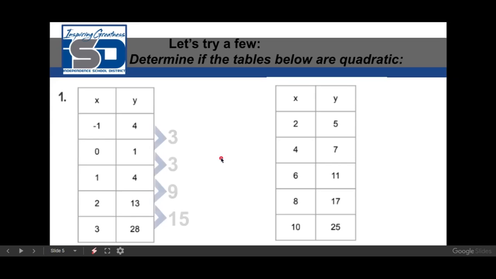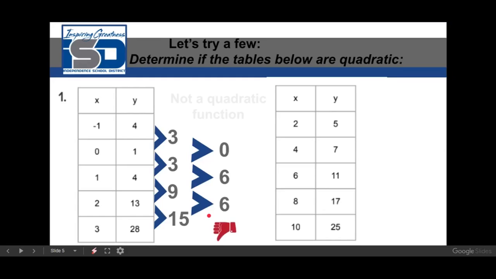And if I look at this one, it goes 3. The difference between 1 and 4 is 3. The difference between 4 and 13 is 9. And the difference between 13 and 28 is 15. So there's the first difference. Find the second difference. Should have gotten 0, 6, and 6. Since these don't match, this is not a quadratic function.